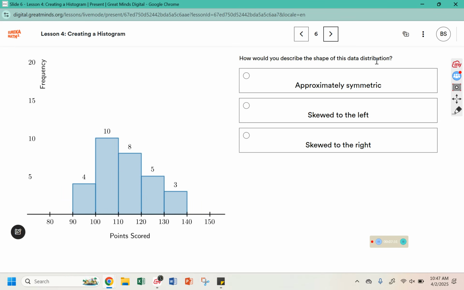How would you describe the shape of this distribution? Approximately symmetric, skewed to the left, or skewed to the right? If we were to place our center, it might be somewhere around here. So then there's more data off to the right. So we would say this is skewed to the right.